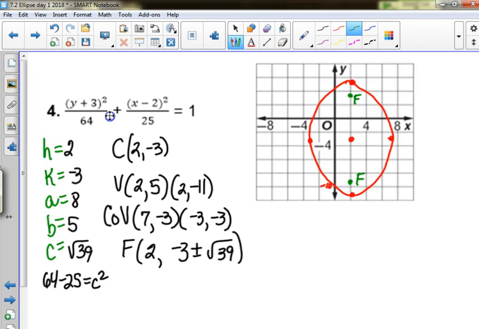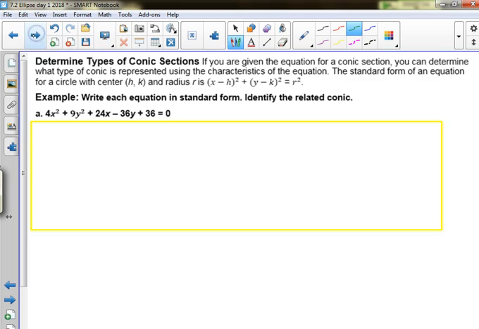Questions? All right. We can go back and do the other one if we have time. But guess what we need to do a whole bunch of times today? Completing the square. Completing the square. Completing the square. Okay. Here we go.